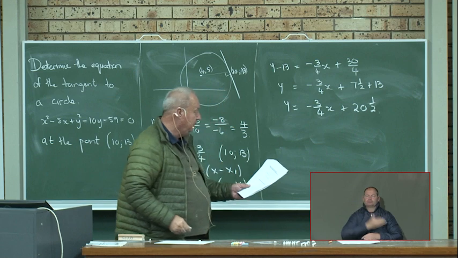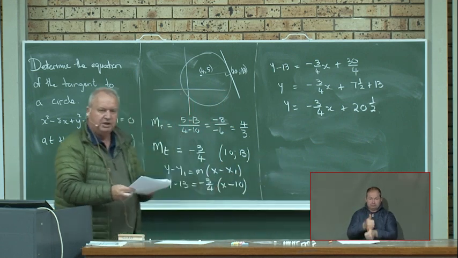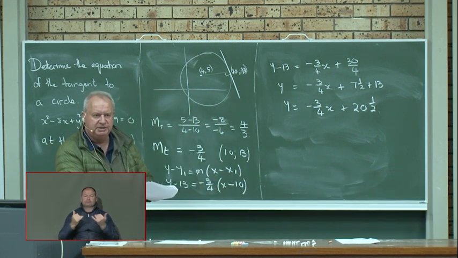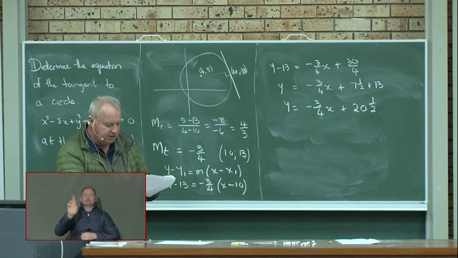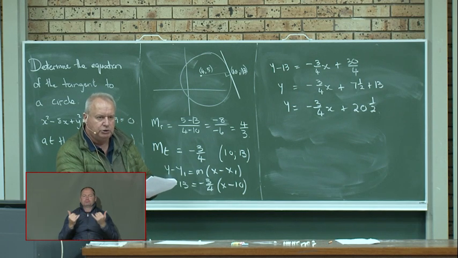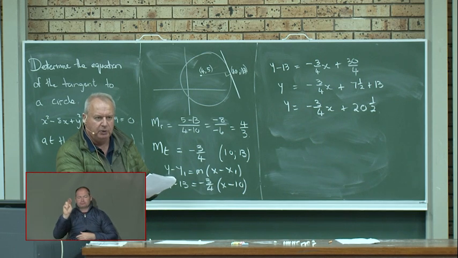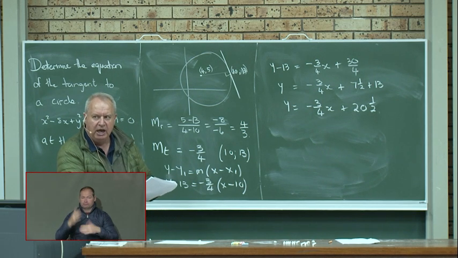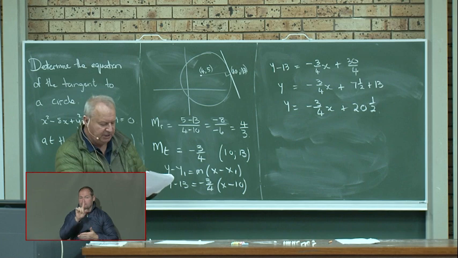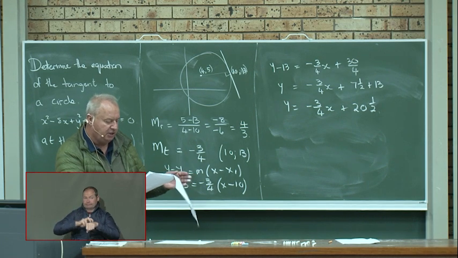Right, people, are you with me? Right, so that's all the theory that you need to know: the radius is perpendicular to a tangent, and most of the time you need to work out the gradient of the radius before you can work out the gradient of a tangent, and you need a point on the tangent to be able to determine the equation.